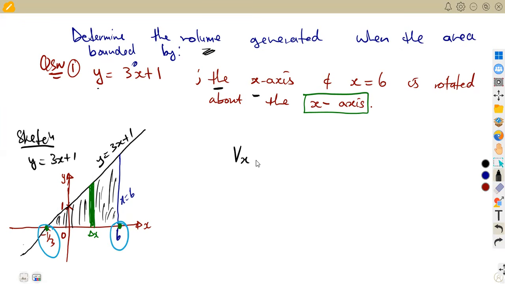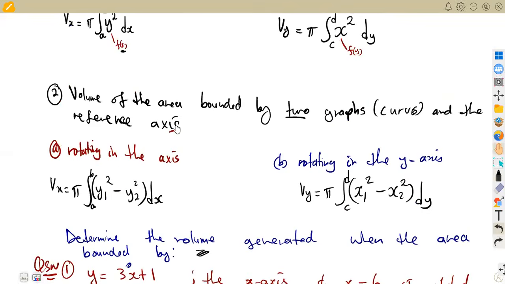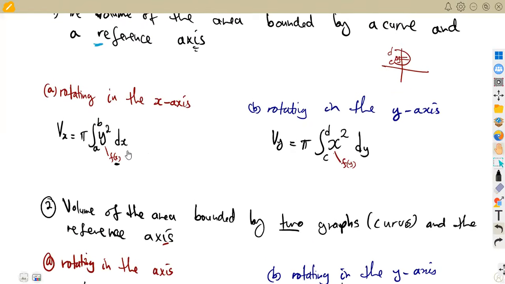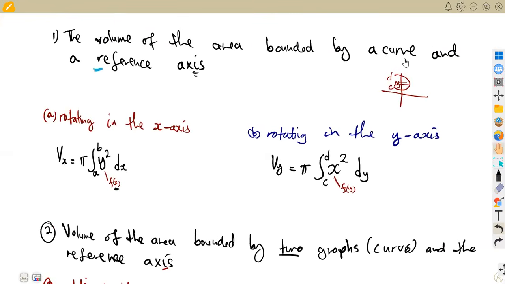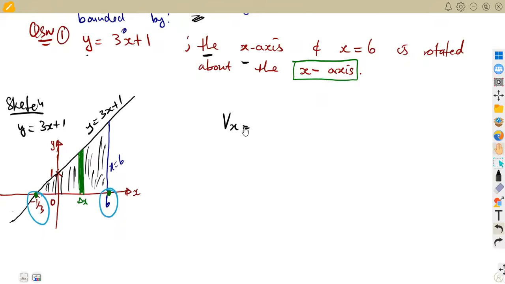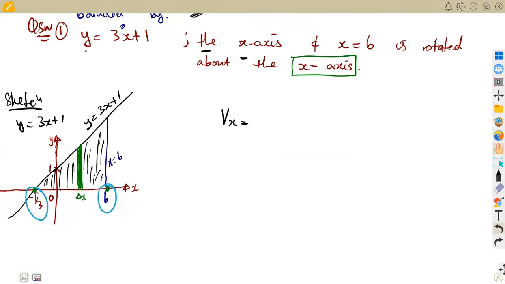All right, so the volume with respect to x, remember, on a single graph like this, we said it is going to be given as y squared dx. So it's the integral of y squared with respect to x. It's rotating about the x-axis, and it's just the area bounded by the curve and the reference axis. With this one, it's not between two curves or two graphs. So meaning to say, we are going to have our volume with respect to x as pi times the integral of y squared with respect to x, taking our limits as a and b.